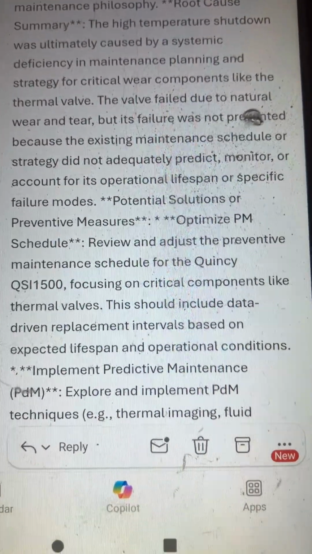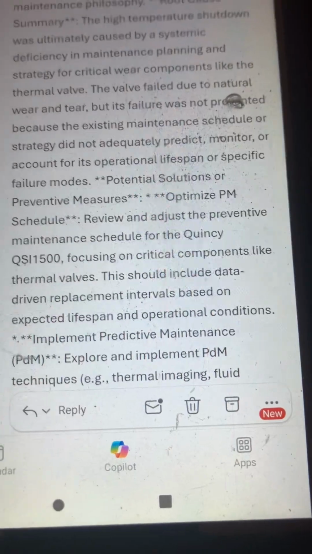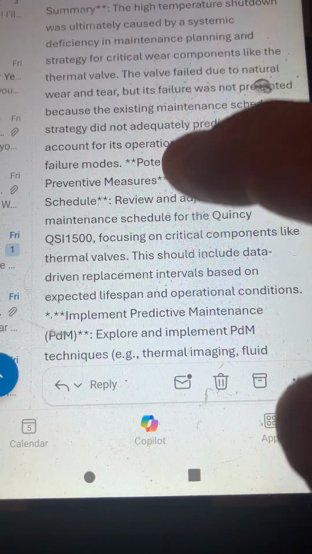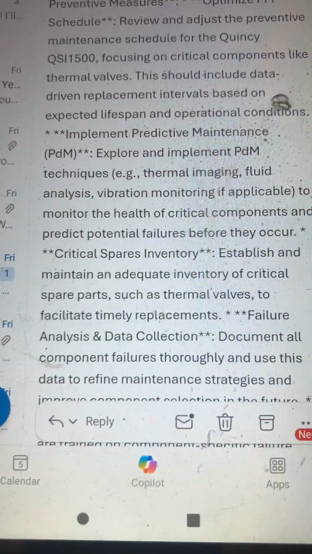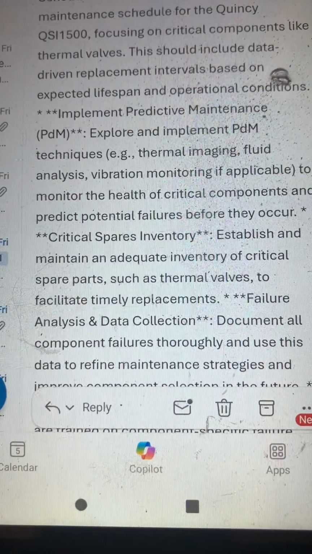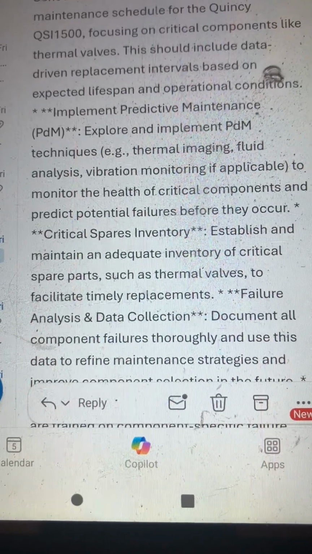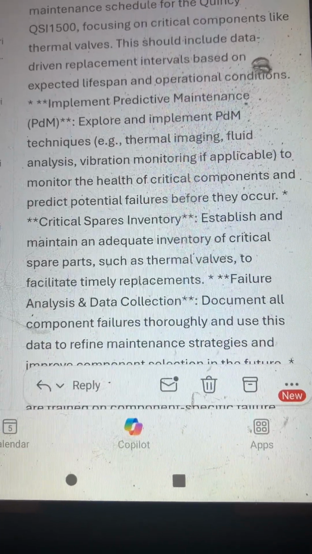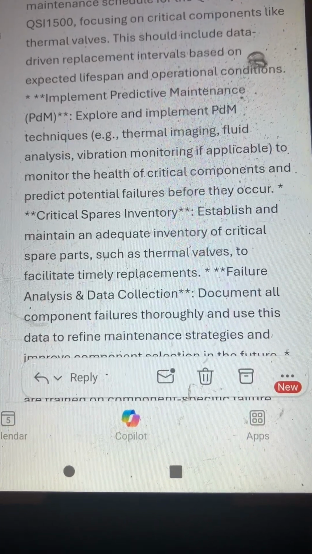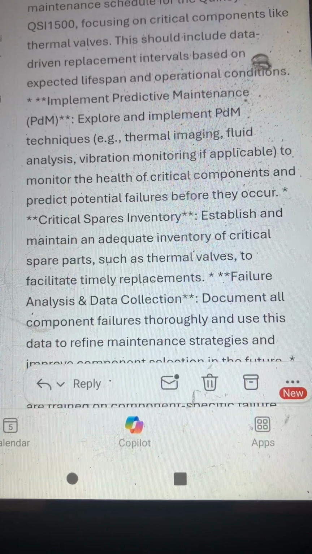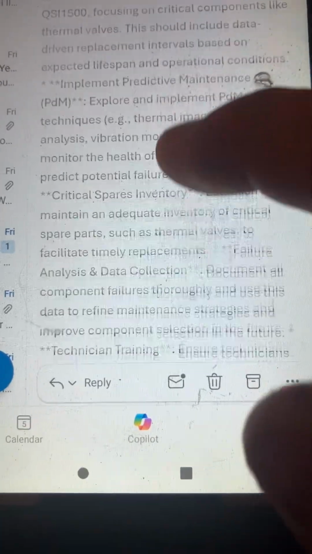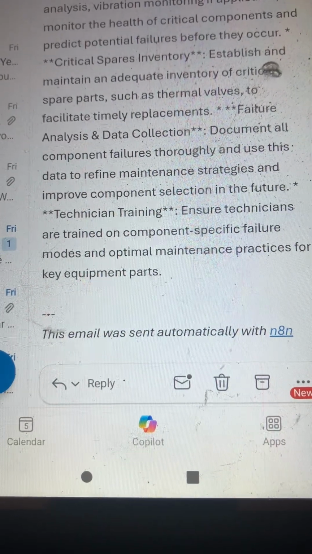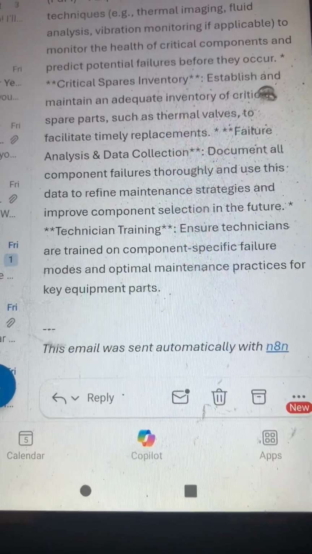And then it goes on to give you some preventative measures. Optimize your PM schedule, review and adjust preventative maintenance, data-driven. Explore and implement predictive maintenance techniques, i.e. thermal imaging, fluid analysis, vibration monitoring if applicable, health of critical components. Critical spares inventory, establish and maintain adequate inventory. I mean, it gives you all kinds of really good suggestions here. Technician training, ensure technicians are trained on component specific failure modes and so on.